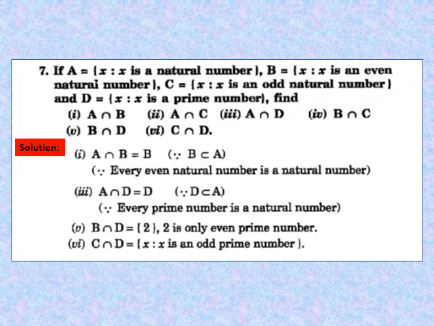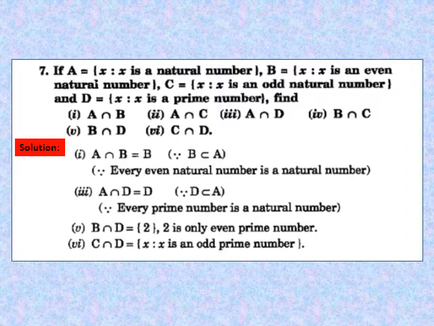Then we have to find B intersection D. Now B is the even natural numbers and D is the prime numbers. So what will be common? Only one element is common: 2. 2 is even and 2 is prime. So B intersection D is equal to what? {2}.